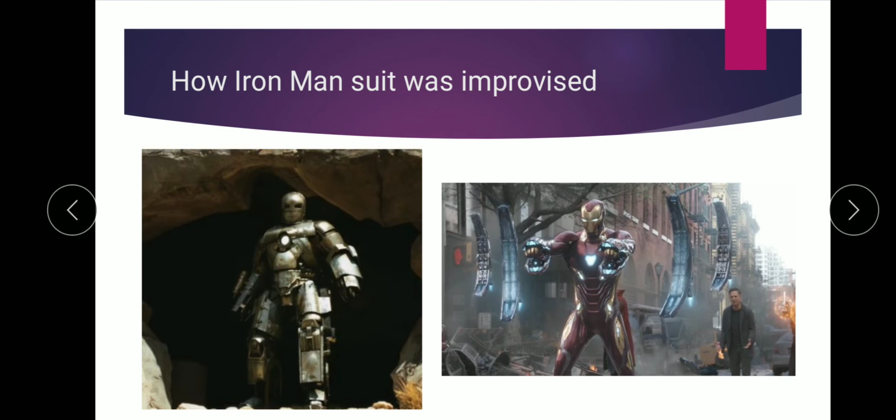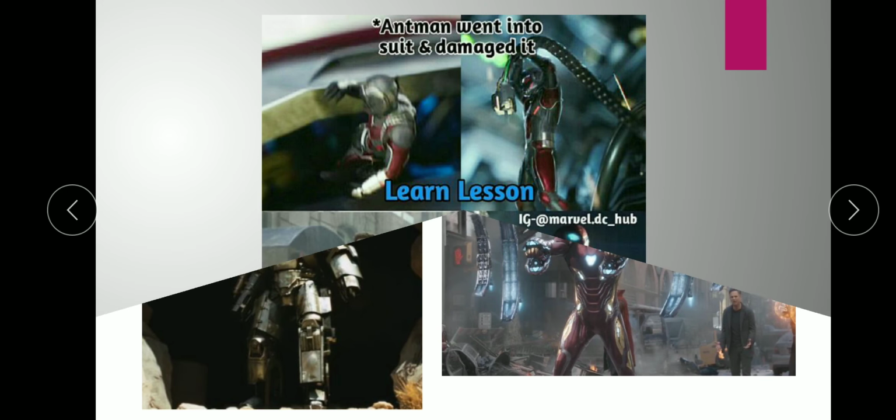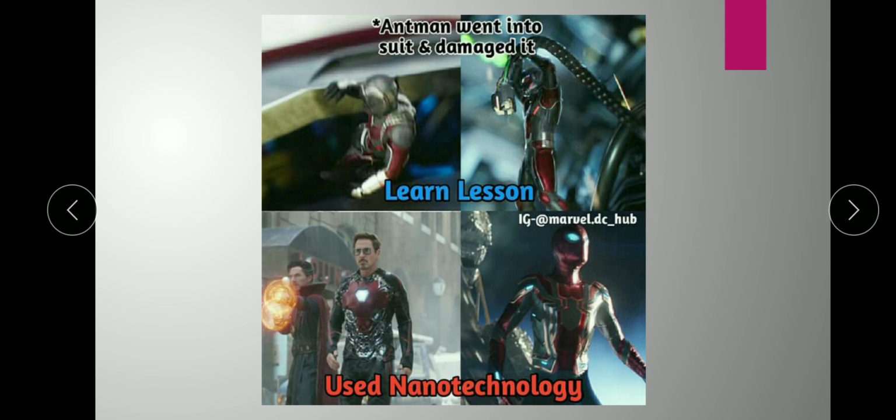This Iron Man suit started with the Mark 1 and then went up to, I don't know, Mark 50 or something, the nanotechnology approach. So Tony Stark designed his suit in a step-by-step manner. I guess you guys would have seen this series of images. Tony Stark went into his suit and damaged it in, I guess, the Civil War. And because of which he started using nanotechnology.